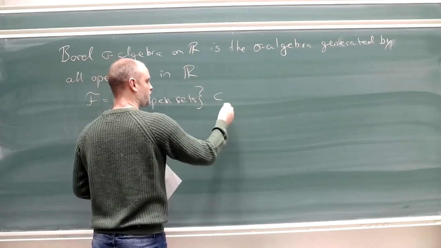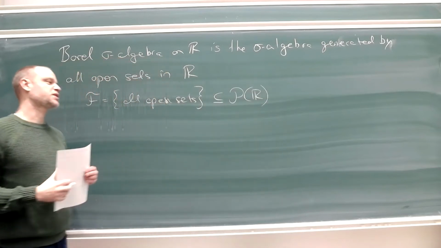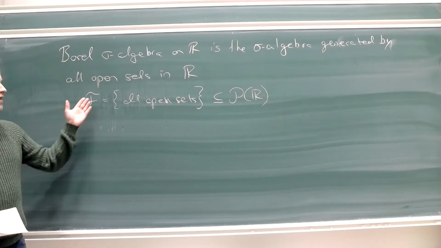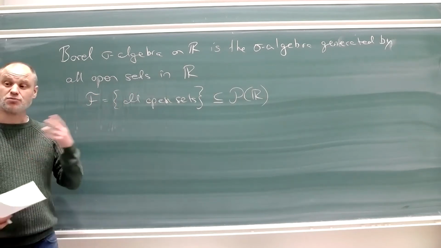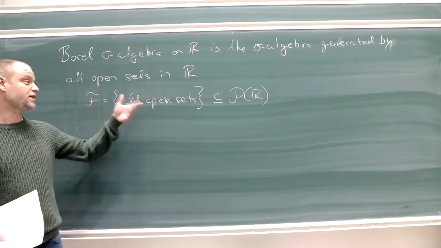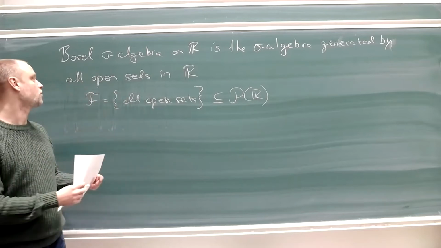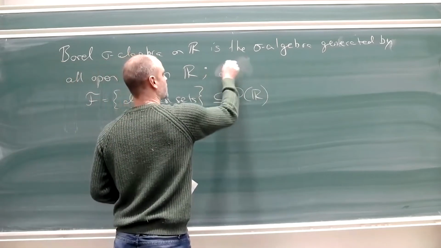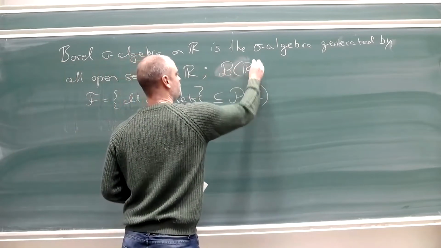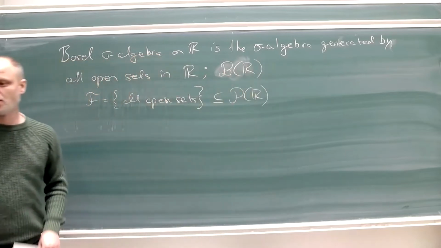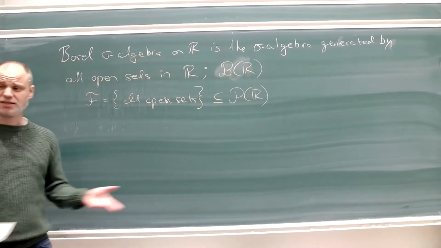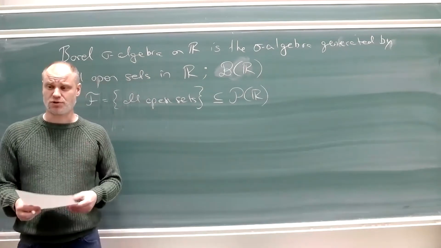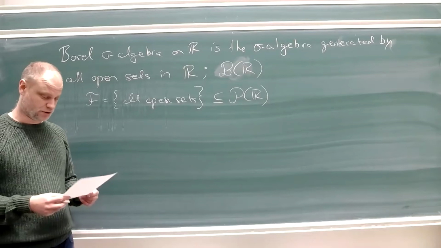So it's a subset of the power set of R, and as such, it generates a smallest sigma algebra containing these sets, and that we're going to call the Borel sigma algebra. It gets its own curly letter, B of R. As I said, we still don't know if this is any different from just the power set, but it will turn out quite soon that it is not.